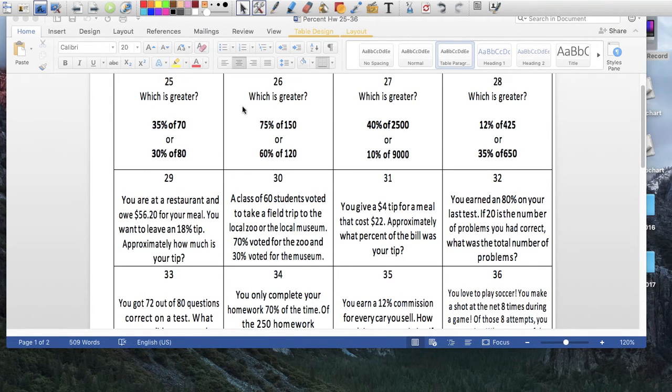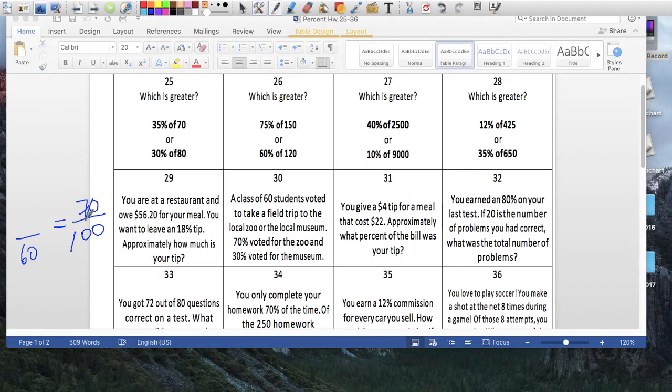30. A class of 60 students voted to take a field trip. 70% voted for the zoo and 30% for the museum. Okay, so it doesn't give us a question, so let's just find out what's 70%. 70% have voted for the zoo. How many kids is that? So if there are 60 kids in total, 70% voted for the zoo, how many would that be?